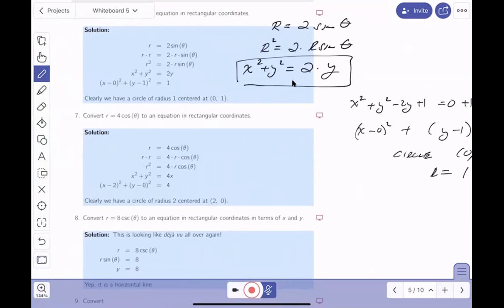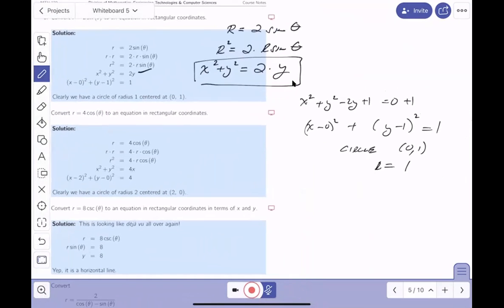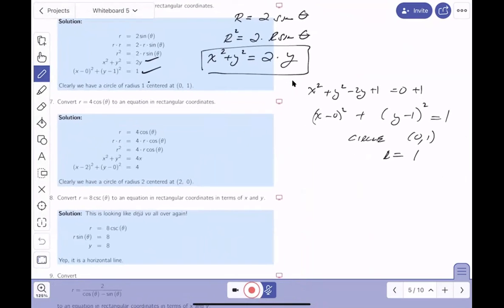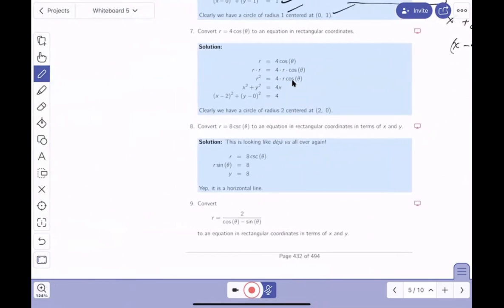All right, let's see if they got the same answer. And I'm looking at that over here, x squared plus y squared equals 2y, or written in standard form, x minus 0 squared plus y minus 1 squared equals 1. All right, and it does go on to say it's a circle of radius 1, centered at 0, 1. Okay, let's do the next one.